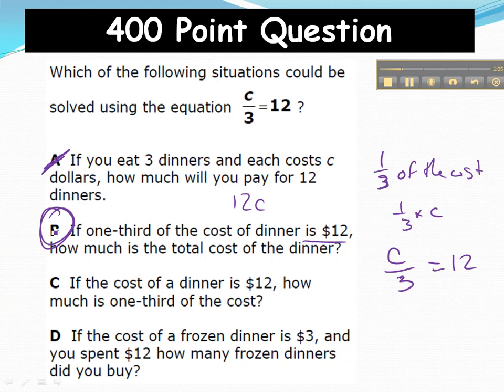Another way to make sure you get this right is let's take our equation and find out what c equals. C over 3 equals 12. Right now we're dividing c by 3, so what's the opposite of dividing by 3? Multiply by 3. 3 over 3 cancels, and we get c equals 12 times 3 is 36. So 1/3 of the cost, 1/3 of 36 is $12. That's true. 36 divided by 3 is 12. And you can just put 36 in for the cost in these other answer choices just to further confirm that they're not the correct one.